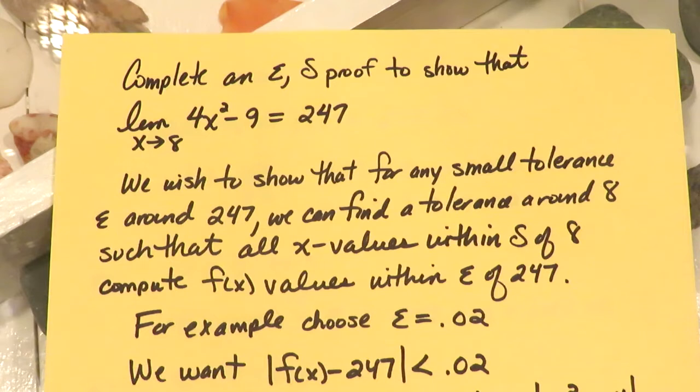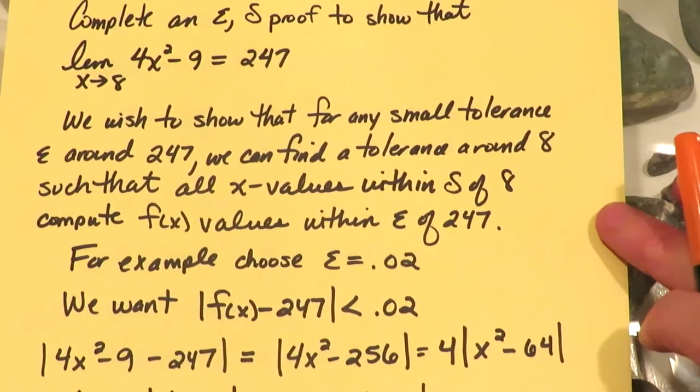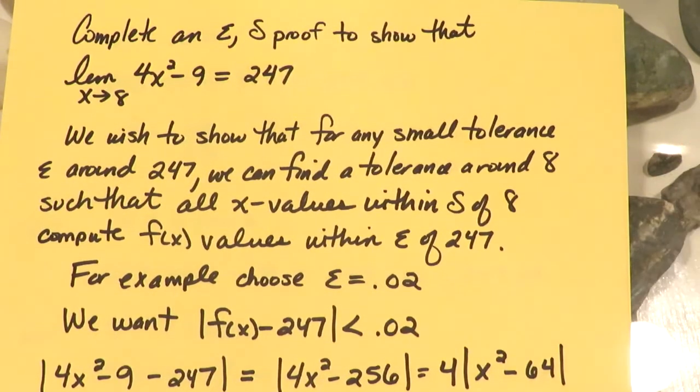Let's do another epsilon delta proof example, this time not with a line but with a quadratic polynomial. We're going to complete an epsilon delta proof that shows that the limit as x goes to 8 of 4x squared minus 9 is equal to 247. So we wish to show that for any small tolerance that we're going to call epsilon, epsilon's going to be the tolerance around the output. So our output is 247, that's what we're trying to hit.